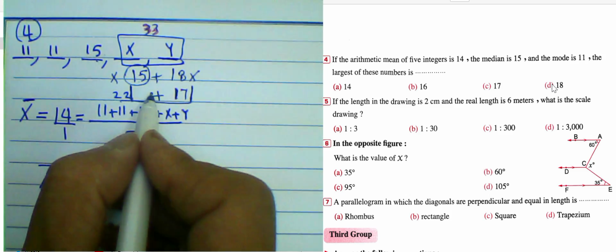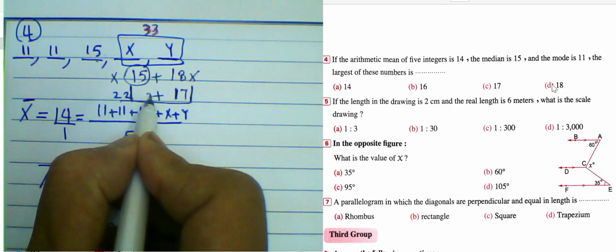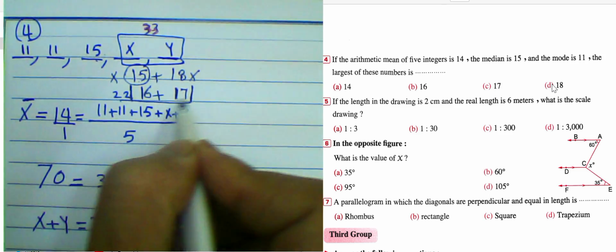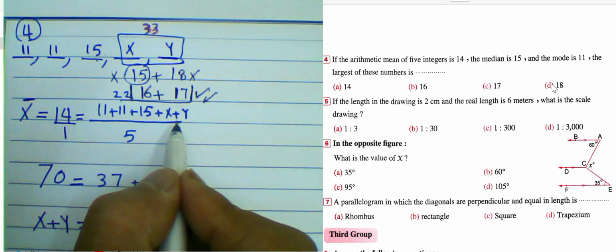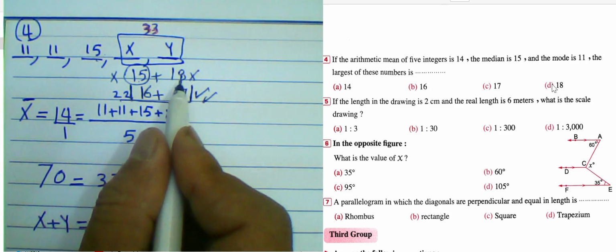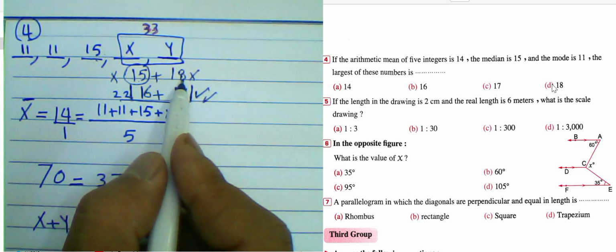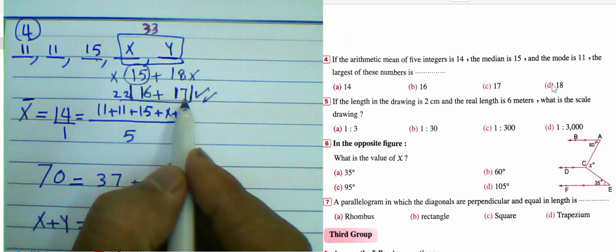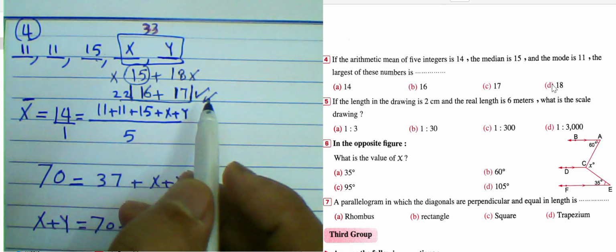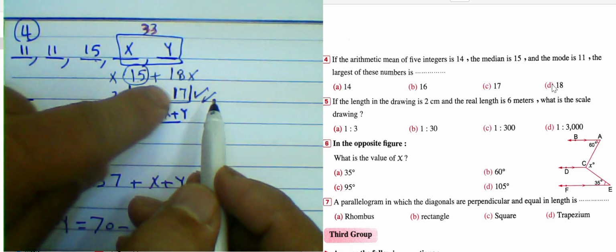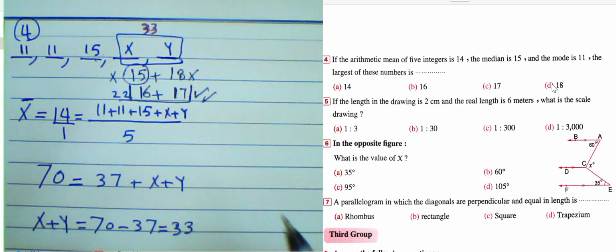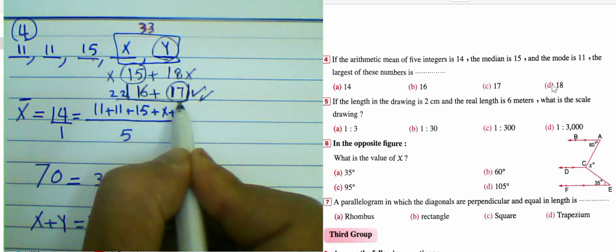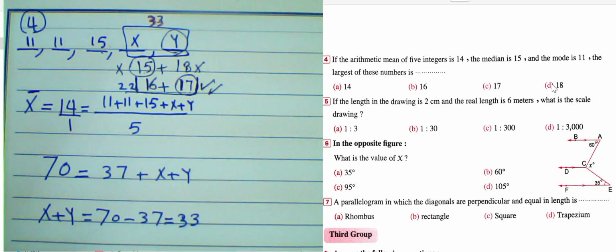13 minus 7 will be 6. Okay, and 2 minus 1, 1. So we must choose this solution. Don't choose 18. Then the value of y 18, no, don't write it. Understood? Y will be 17 and x will be 16 because 11, 11, 15, 16, 17 is the order. So the value of greatest number here will be 17. This is the greatest value.